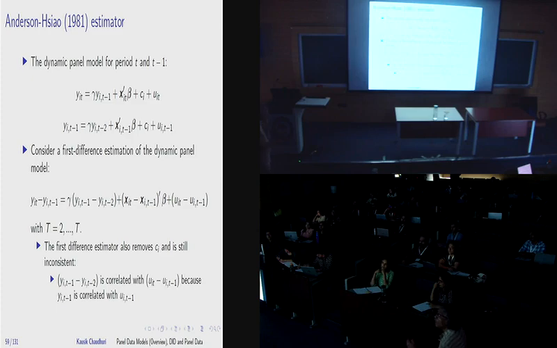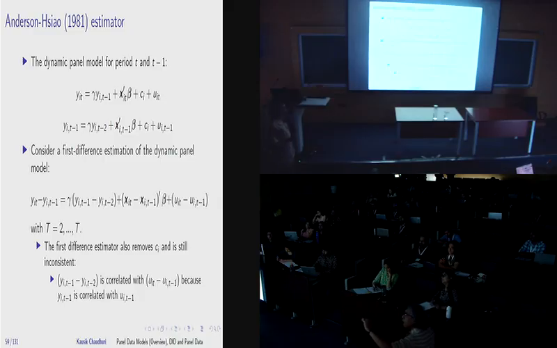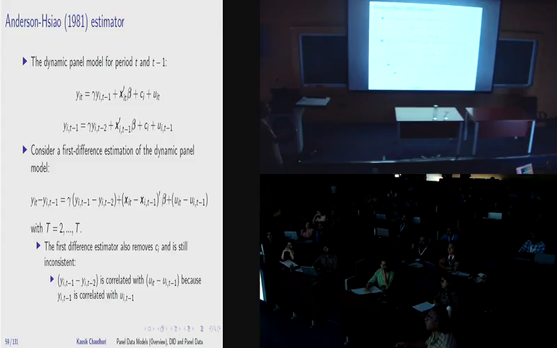Anyway, the dynamic panel for period t and t minus 1 is written by the first two equations, y_it and y_i,t-1. I then consider a first difference estimator: y_it minus y_i,t-1 equals gamma times y_i,t-1 minus y_i,t-2, plus X_it transpose minus X_i,t-1 transpose beta, plus U_it minus U_i,t-1.